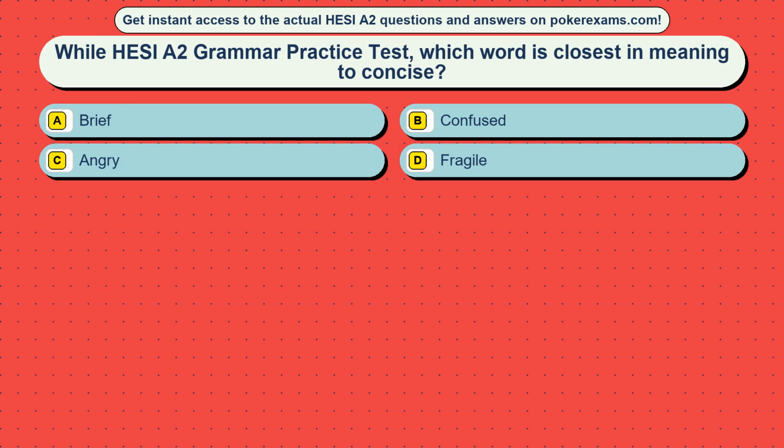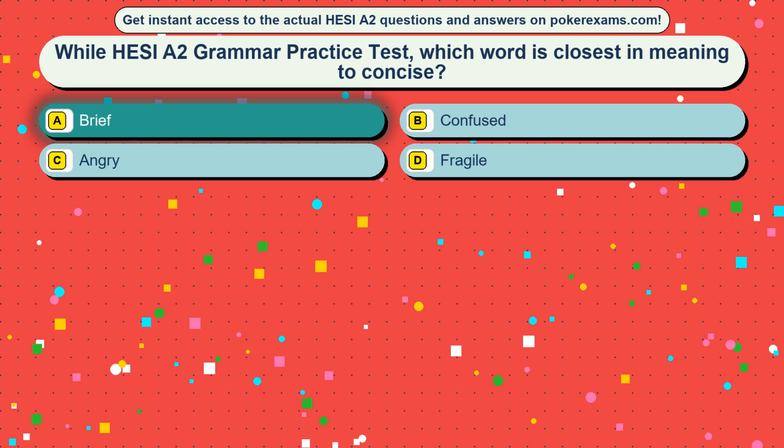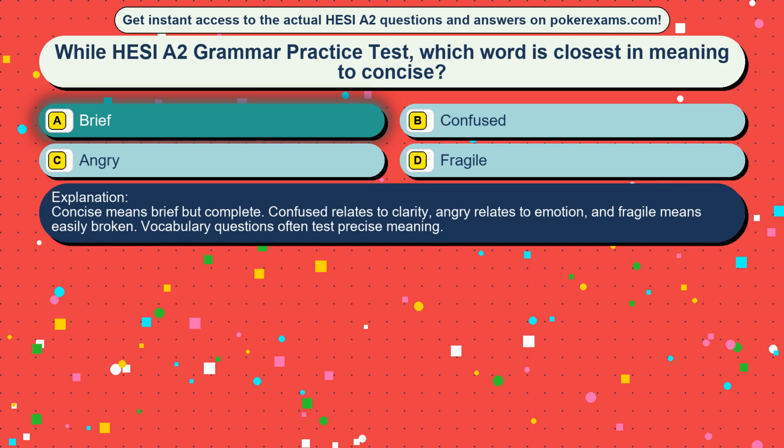Question 17. While HESI A2 grammar practice test, which word is closest in meaning to concise? Option A, brief. Option B, confused. Option C, angry. Option D, fragile. The correct answer is option A, brief. Concise means brief but complete. Confused relates to clarity, angry relates to emotion, and fragile means easily broken. Vocabulary questions often test precise meaning.